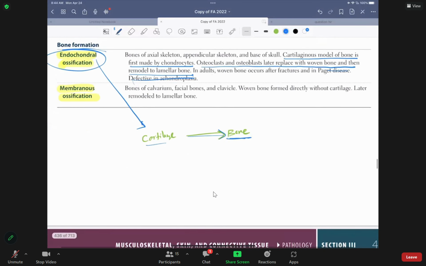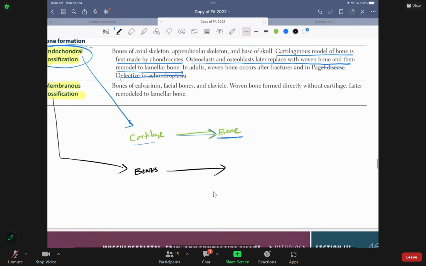There are some other parts of the body where, from day one, they were bones. They were bones, so they have never been cartilage. Is that clear, folks? That is called membranous ossification. So when I say membranous ossification, those particular bones never were cartilage. They were just bone from day one. Is everybody clear, folks? Now let's see what those bones are specifically.